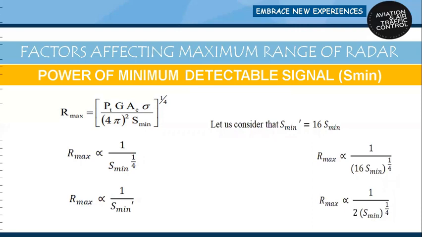Again, power of minimum detectable signal, which is S minimum. So from this equation, we conclude that if we increase the minimum detectable signal power by 16 times, the range of transmitter will become half.